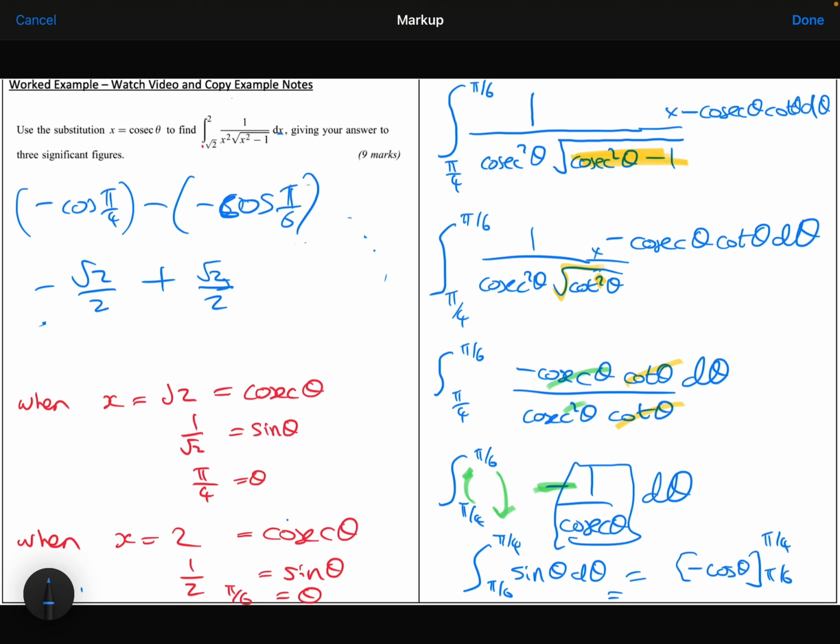And it wants us to give this to three significant figures. So let's work this out on my calculator. So root 3 minus root 2 all divided by 2 is 0.159 to 3 significant figures. And there we go.